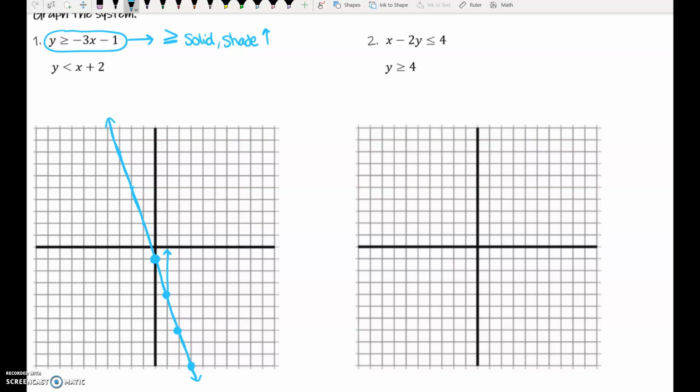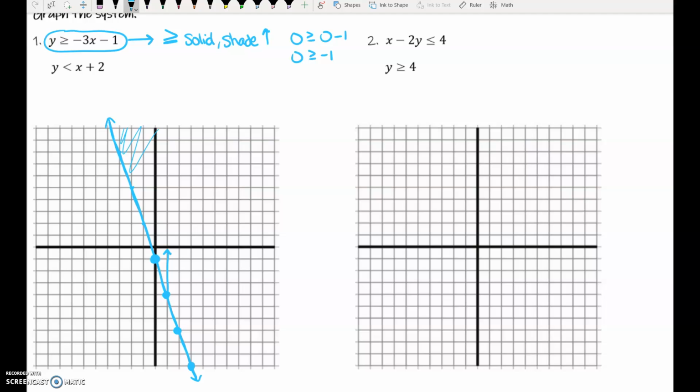If the shade up, shade down doesn't make sense in your brain, that's totally fine. You can also pick the point (0, 0) and plug it in. If the point (0, 0) makes a true statement, that's the side of the graph that you need to shade. If the point (0, 0) does not make a true statement, then shade the other side. So if I plug 0 in here, 0 is greater than or equal to -3 times 0 is 0. So 0 is greater than or equal to -1. That is a true statement, so that's the side that we would shade.